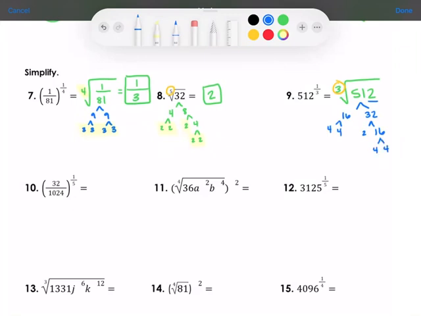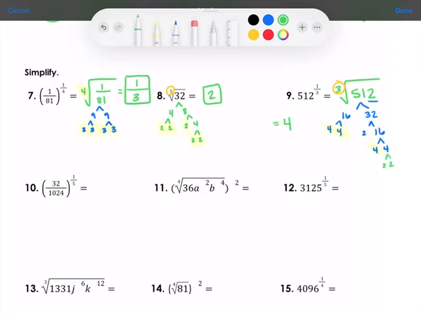16 I can split into 4 times 4, and this 16 can split into 4 times 4. So if I'm looking for groups of 3, I have 1, 2, 3. I have 3 4s, so I can take out a 4, but I need to keep going because I still have a 2 and a 4.